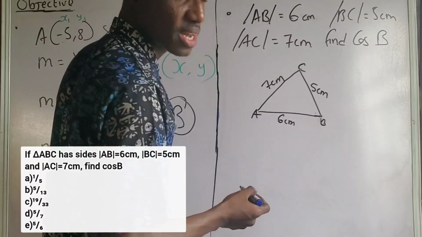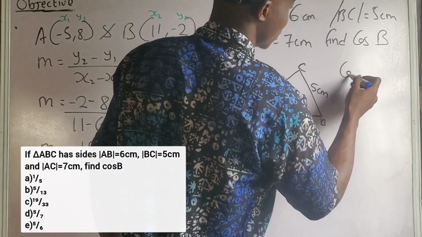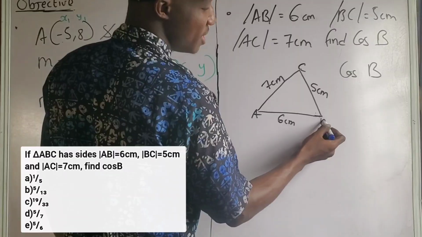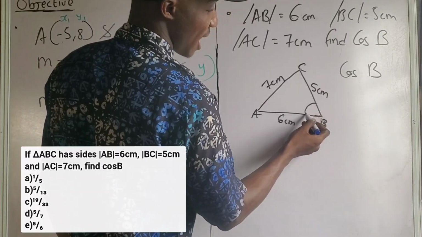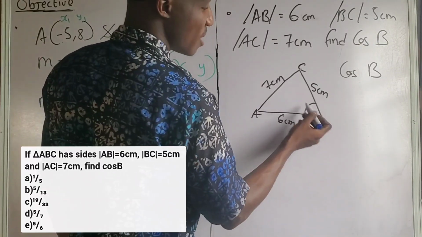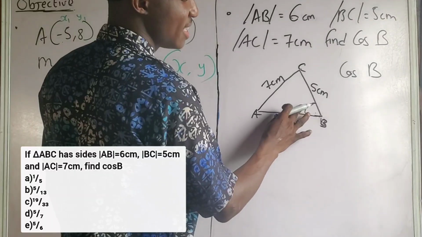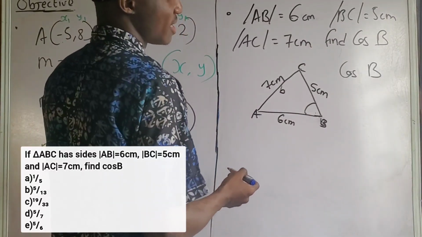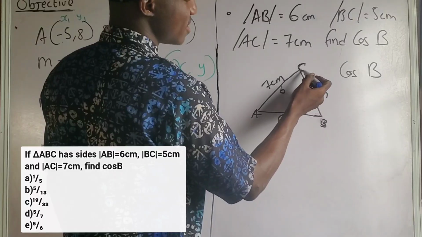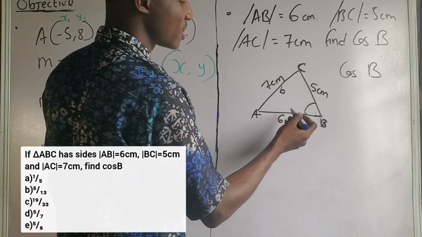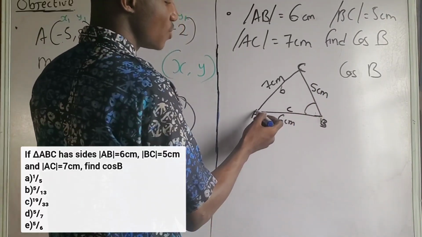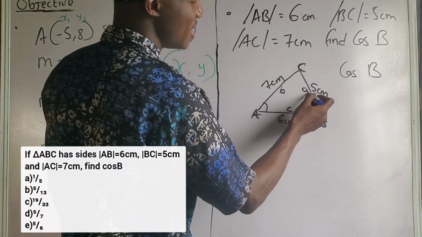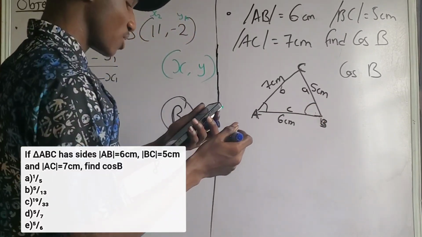Please pay attention. This is where B is. The side that faces B will be represented with small letter b. This is where C is. The side that faces C will be represented as small letter c. And this is where A is. The side that faces angle A will be represented as small letter a. Do you understand? Here, you are going to make use of the cosine rule.